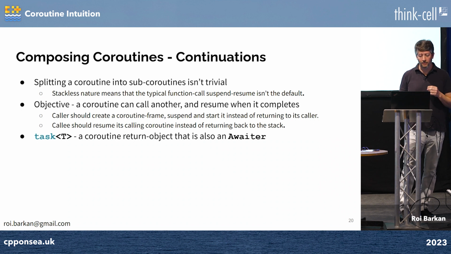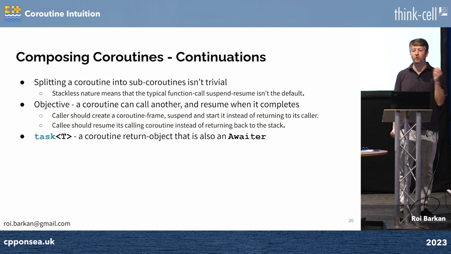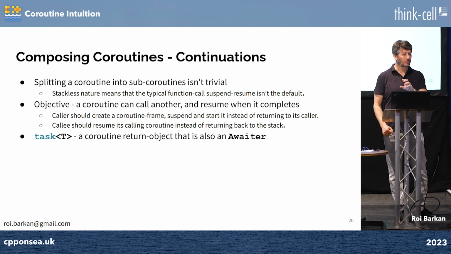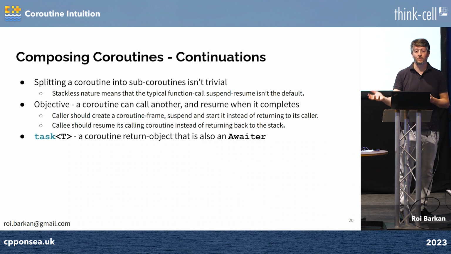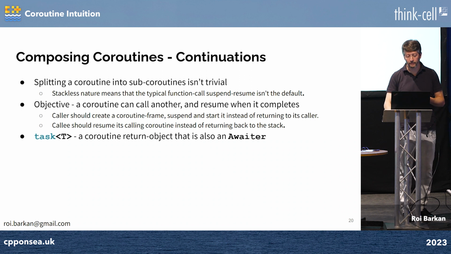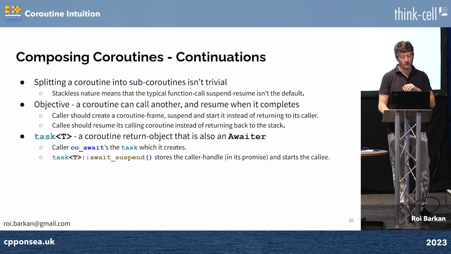So a task, in a technical term, is a return object of a coroutine, which is also an awaiter, okay? So a coroutine is a task. It means that someone can await on it. And if I await on it, it starts running because that's the return object, but it also knows to get back to me when it's complete. So again, the caller will co-await the task.